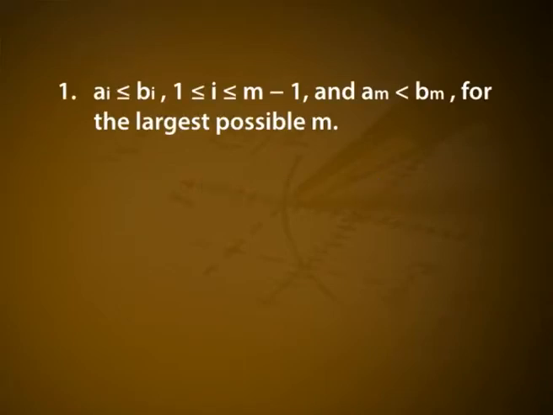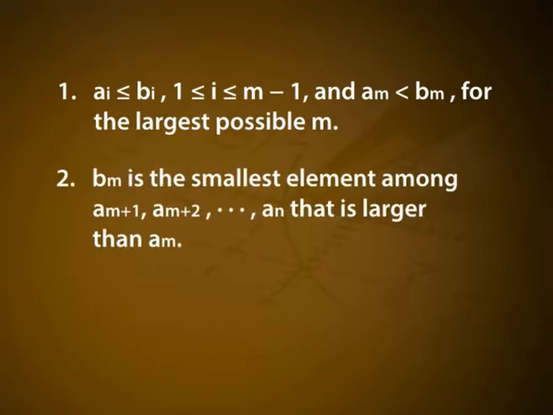First, ai less than or equal to bi, 1 less than or equal to i less than or equal to m minus 1, and am less than bm for the largest possible m. Next, bm is the smallest element among am plus 1, am plus 2, etc., an that is larger than am. Last, bm plus 1 less than bm plus 2 less than etc., less than bn.